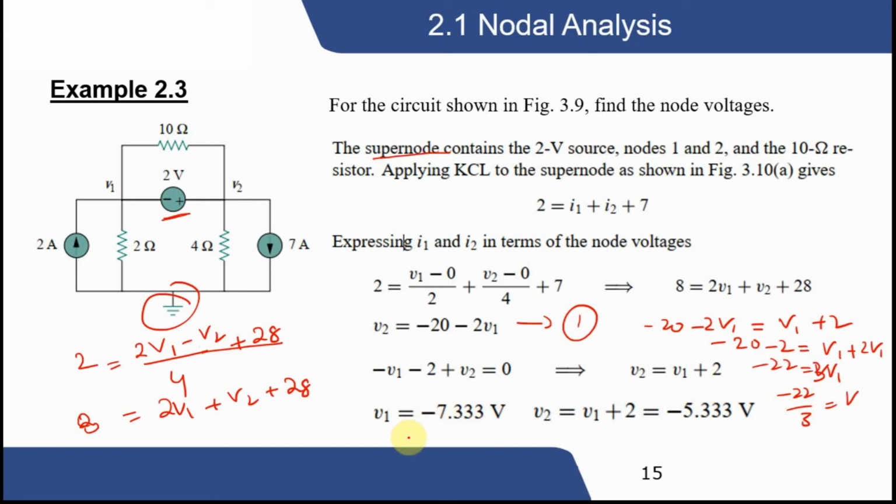So this is the value of V1. Once we have V1, we can also calculate V2 very easily. So this is the value of V2.